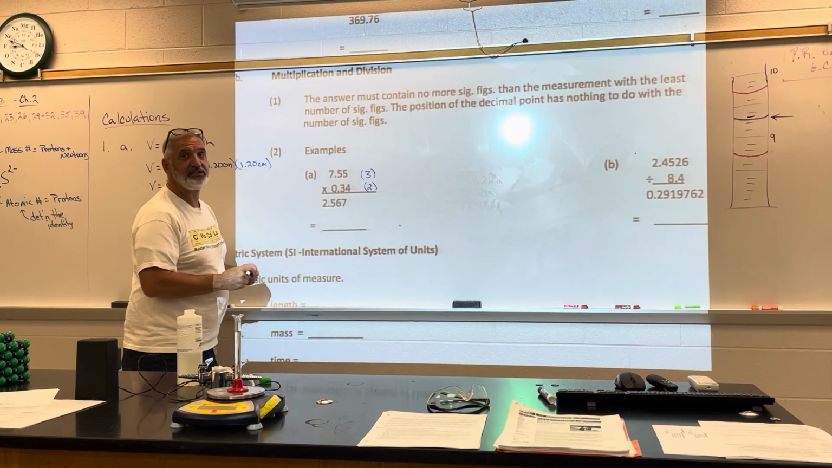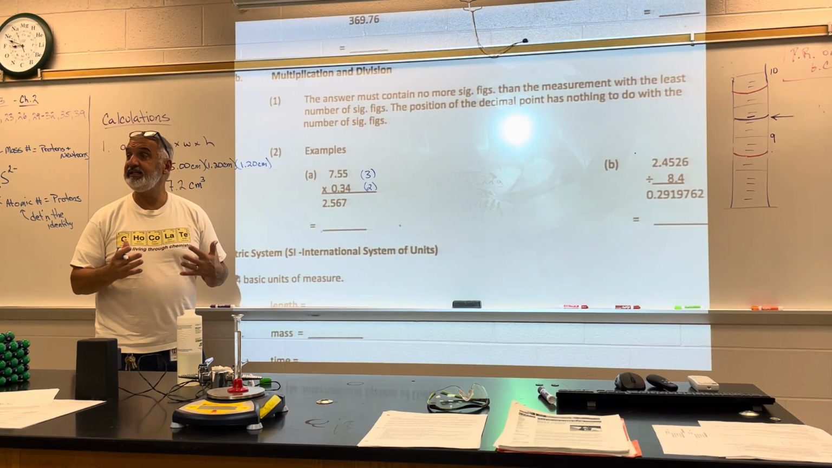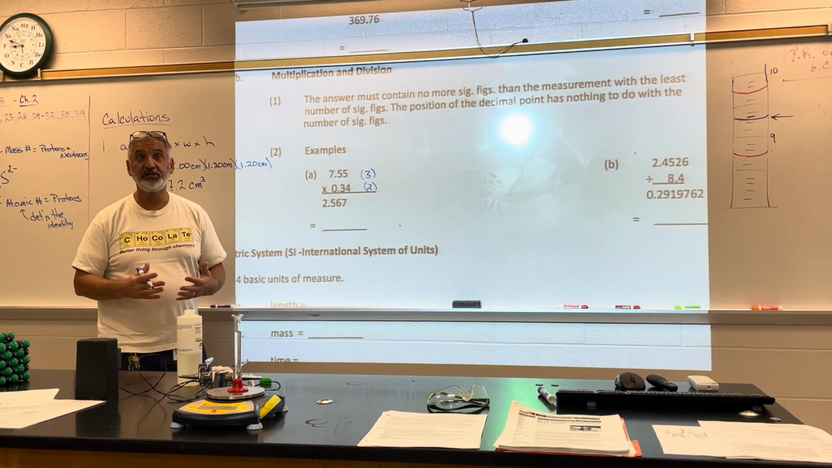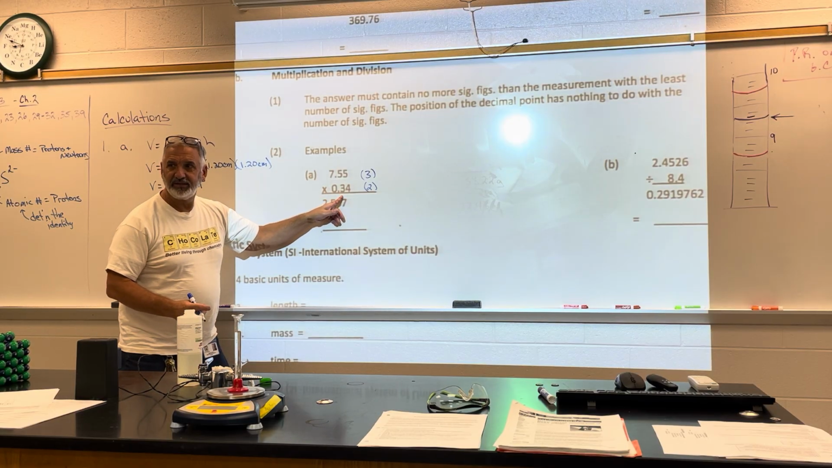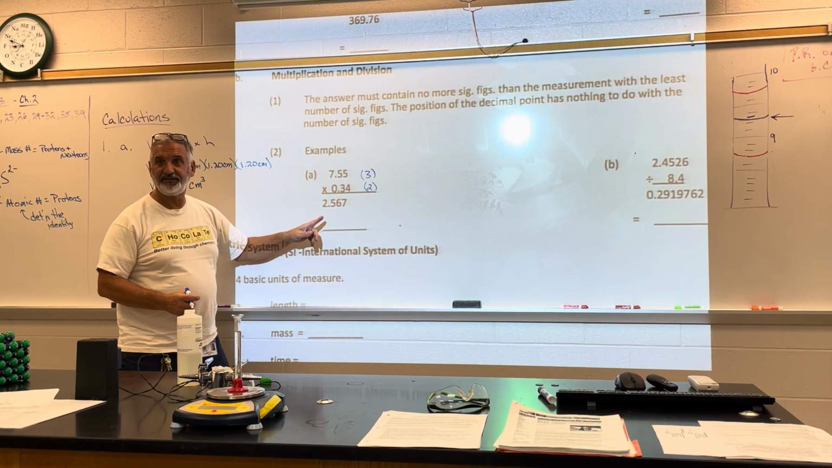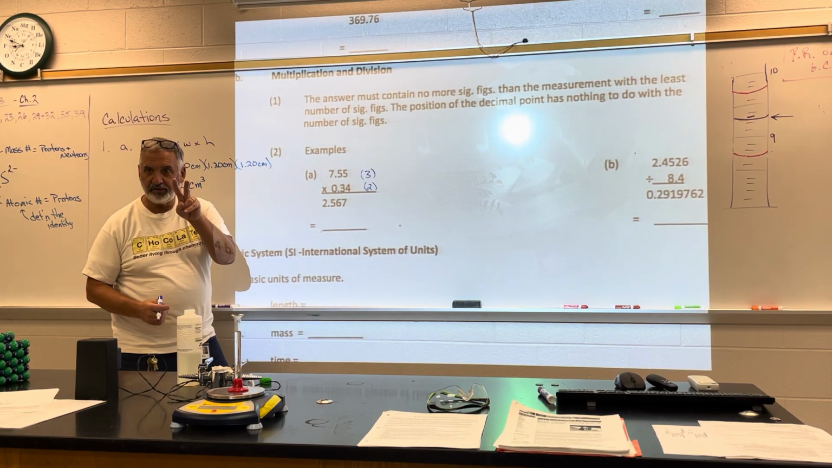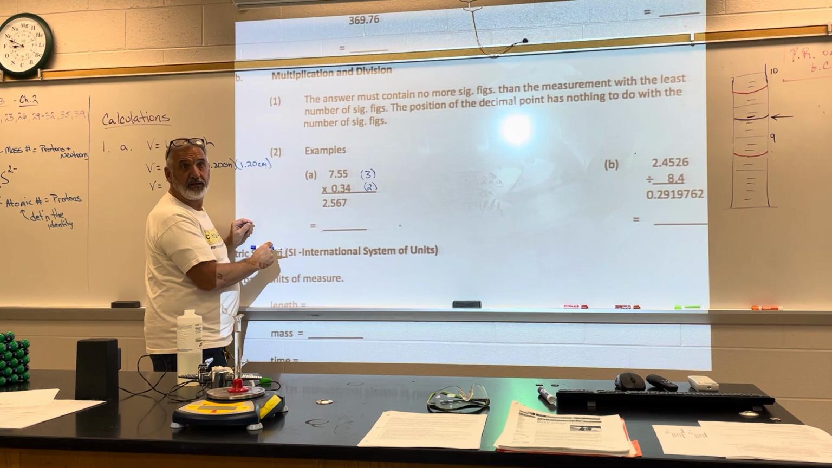So how many can my answer have? You're only as accurate as your least accurate measure. Your least accurate measurement has how many sig figs? 2. It's not how many decimal places, it's sig figs. So how many sig figs can my answer have? 2. Okay, so what is this to 2 sig figs?